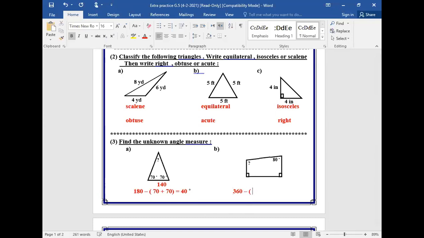What is the meaning of this square we said? Right angle. So here we have 90 plus 90 equals 180. 180 plus 80 equals 260. Now subtract: 360 minus 260 equals 100. The result will be 100 degrees.